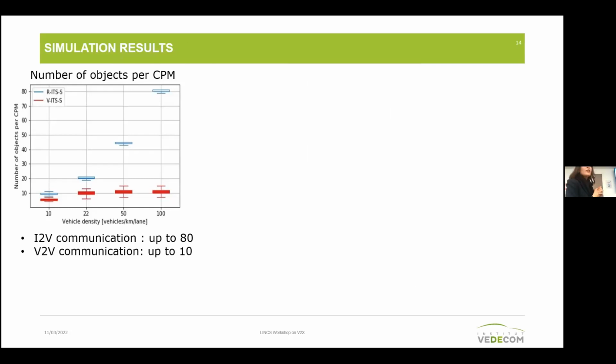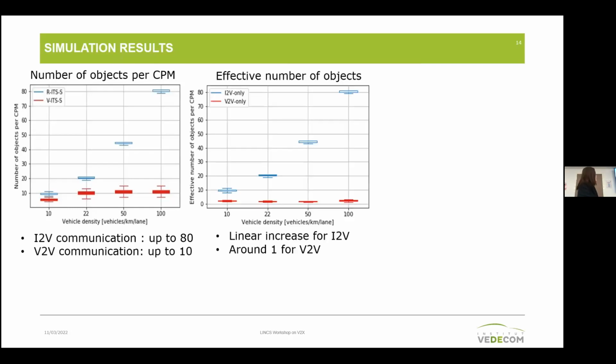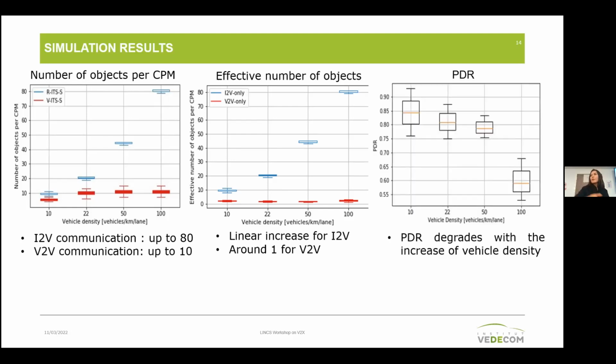We also made simulation evaluations for basically the same scenario. In the simulation, we used Veins simulation, and we have seen, as we expected in the theoretical model, that when roadside units send CPM, the number of perceived objects per CPM almost linearly increases. But for a vehicle, it will go up to 10 cars, and that's it. It cannot put more.